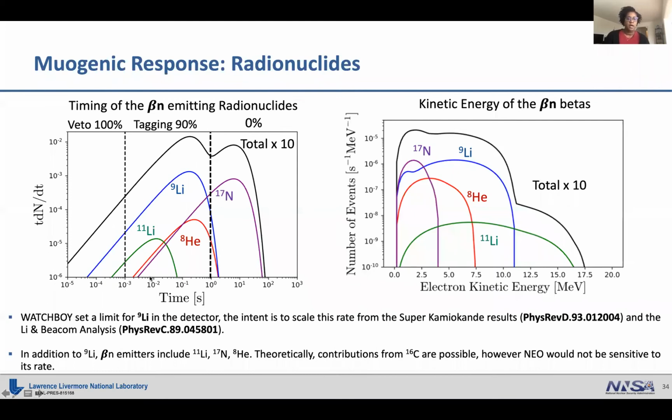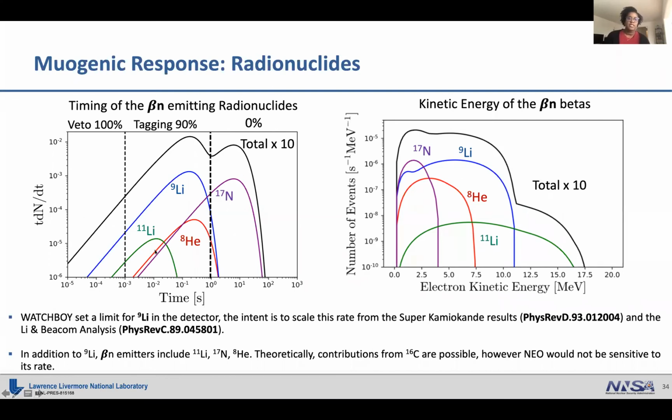And so what I've done is I've taken the production rate as determined through a Fluka simulation from the Li and Beacom analysis to determine what radionuclides would be produced in our detector. So that's lithium-9, nitrogen-17, helium-8, and lithium-11. And if we look at the 1 microsecond veto time, these are events that we would be able to remove with 100% efficiency.